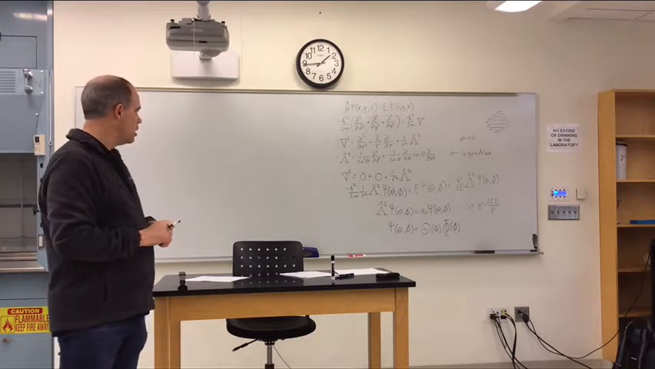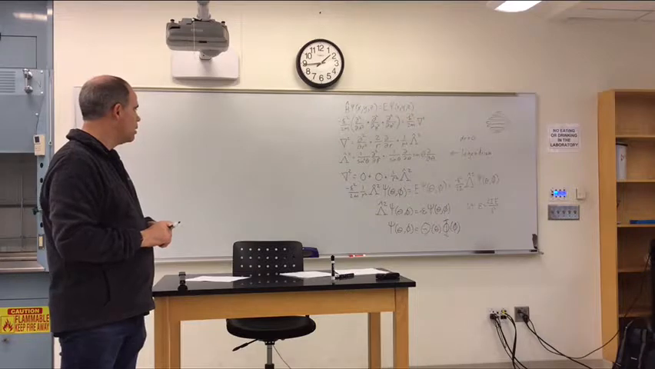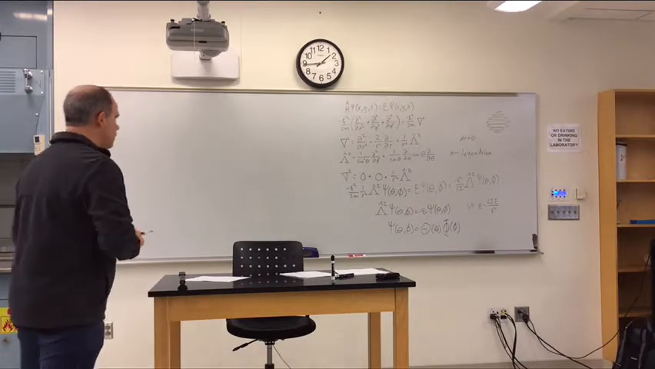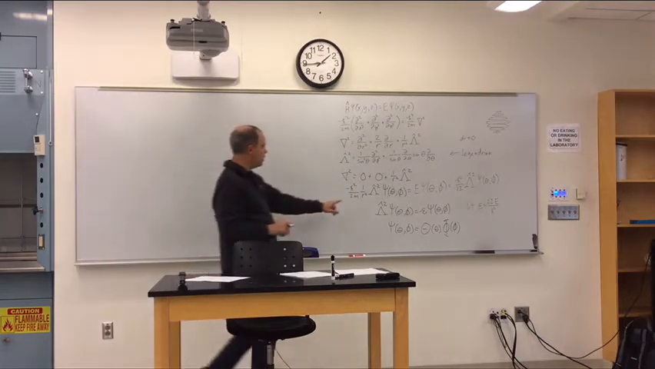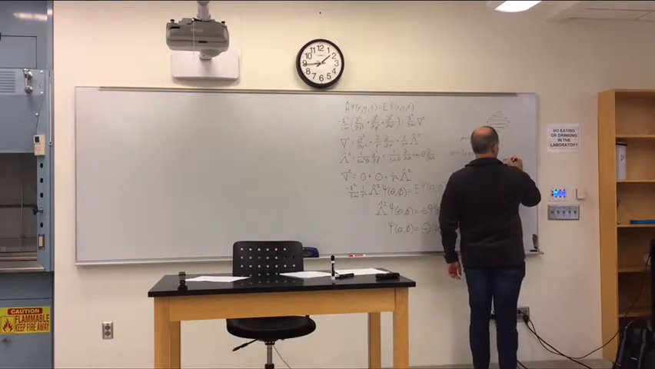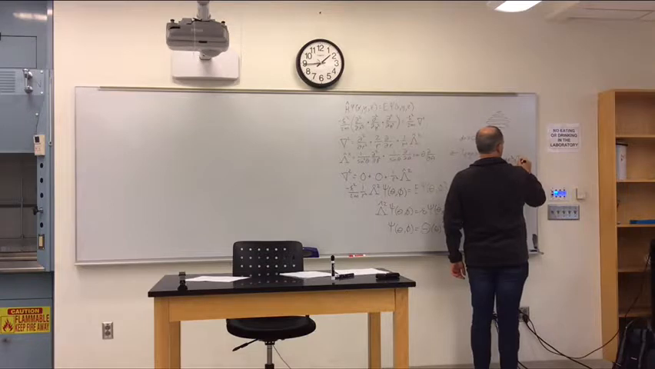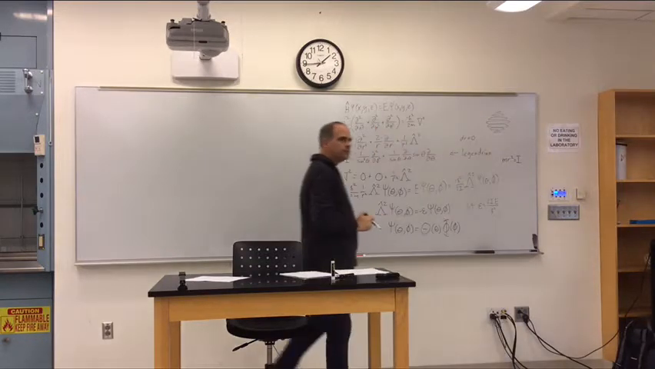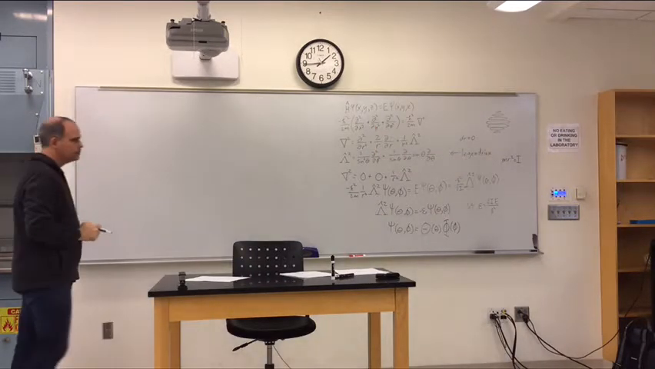Where did the 1 over r squared go? So mr squared is I. This part here, yeah. Just like we did before, mr squared is I.